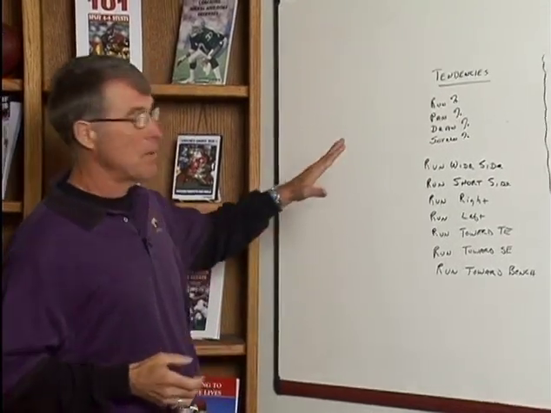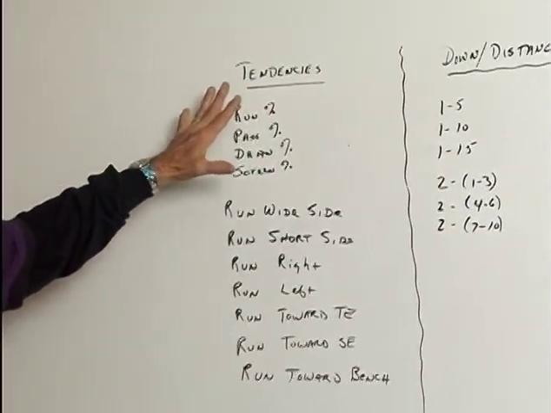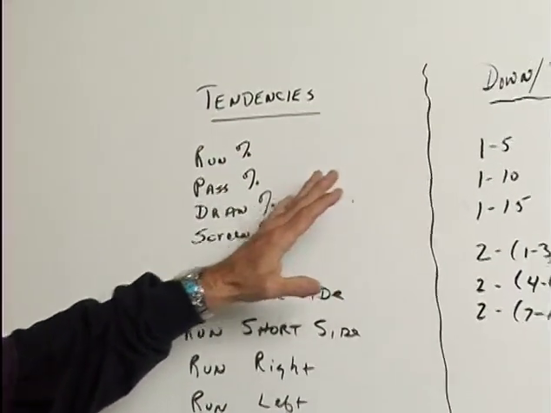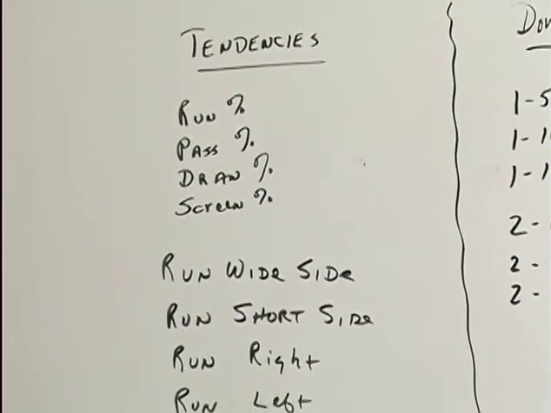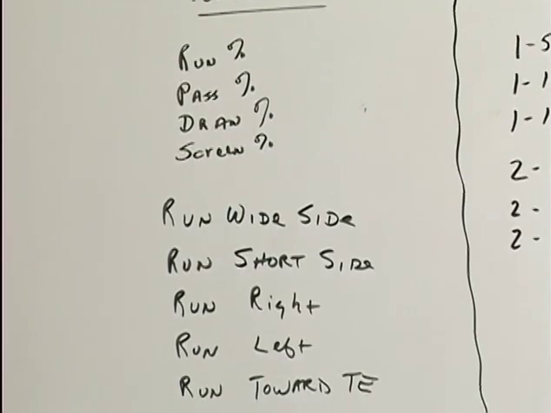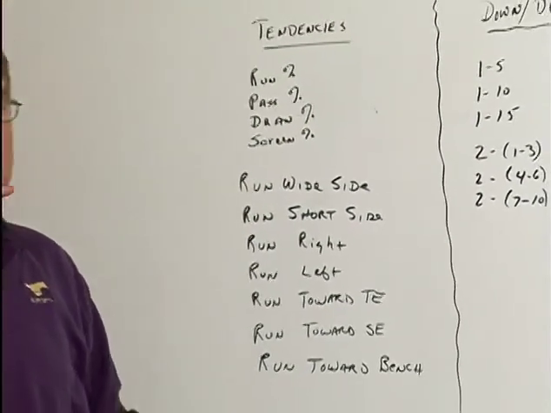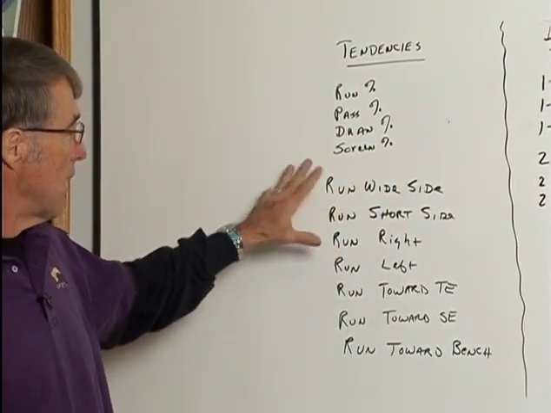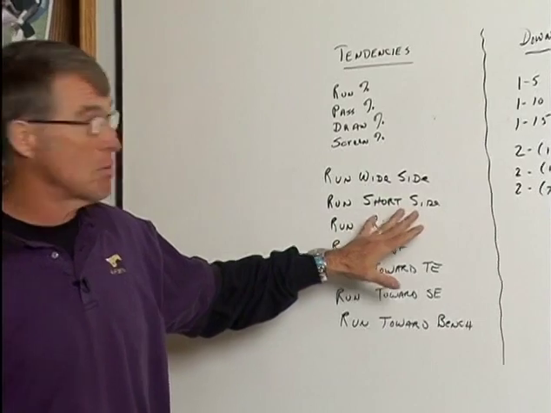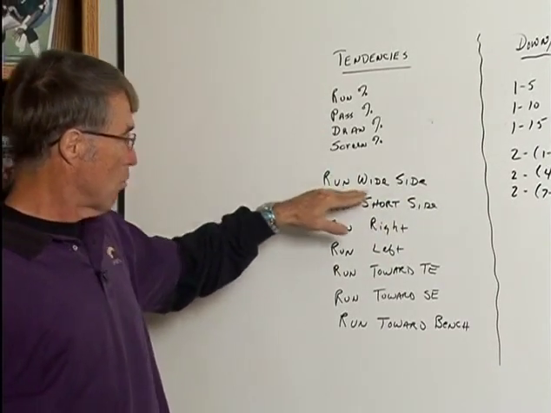Now, on the second page, we've got tendencies, okay? And this has been done by one coach who has a sheet, and I don't have the sheet here, but he's just making little checks. For example, every time they run the ball, he's going to put a little check. But he's going to actually put down these things here, and I've just put run, but he's going to do the same thing with the pass. So eventually he's going to take run to the wide side.